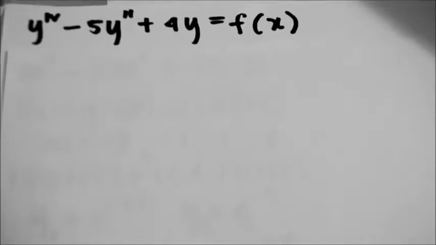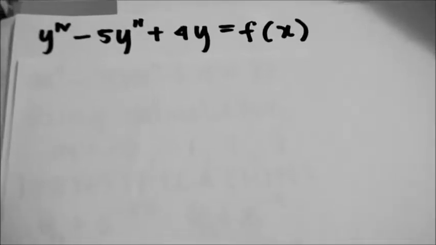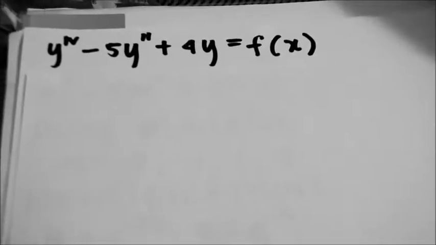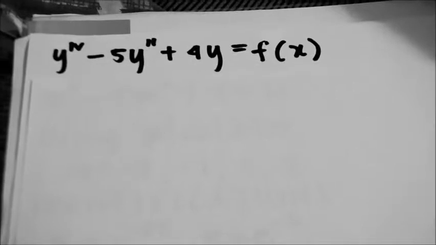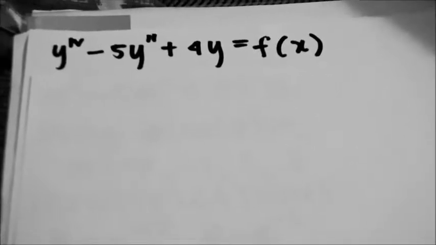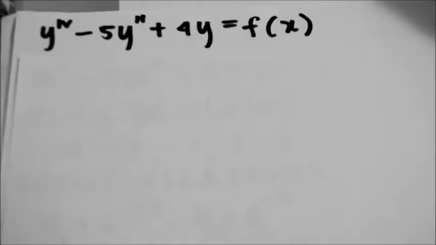Wiley and Barrett. So the first problem is found on page 107, number 65. Using variation of parameters, obtain a formula for a particular integral of the following equation: y fourth prime minus 5y double prime plus 4y equals f of x.